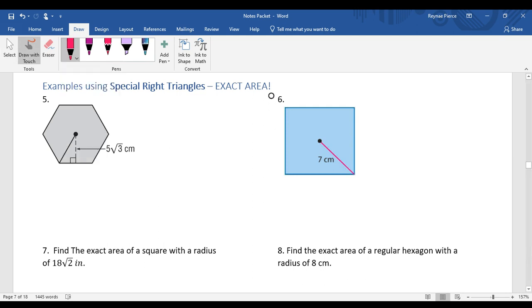Now with the hexagon, each one of these interior angles measures 120 degrees. And this radius here bisects that interior angle, which is why we get to use a 30, 60, 90 pattern. The apothem is perpendicular. That gives us our right triangle. 120 divided by 2 is 60. And here we know our apothem is 5 radical 3.